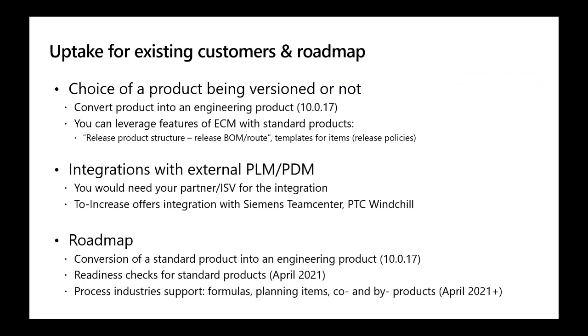And in regards to roadmap on what is coming on engineering change management, as I mentioned, you're going to be able to convert a standard product into an engineering product that does not use the version dimension. This is coming in 10.017. You're going to be able to use the readiness checks for standard products. This is coming in April next year.